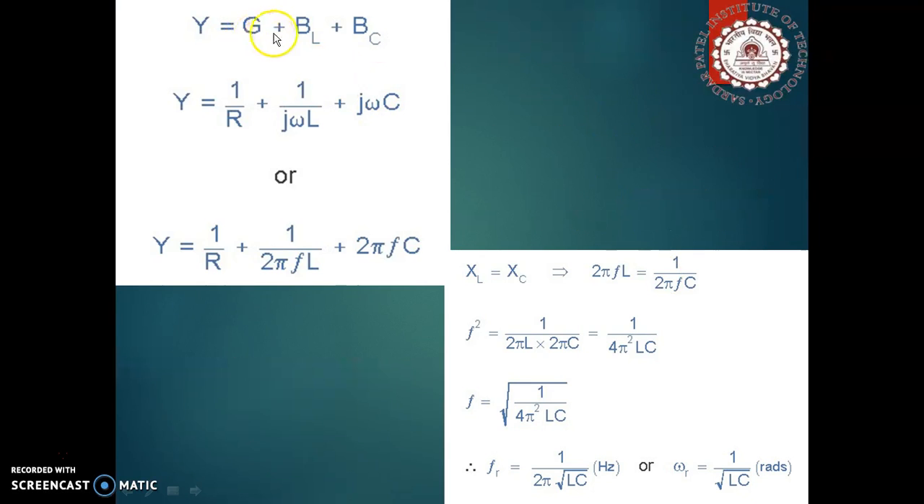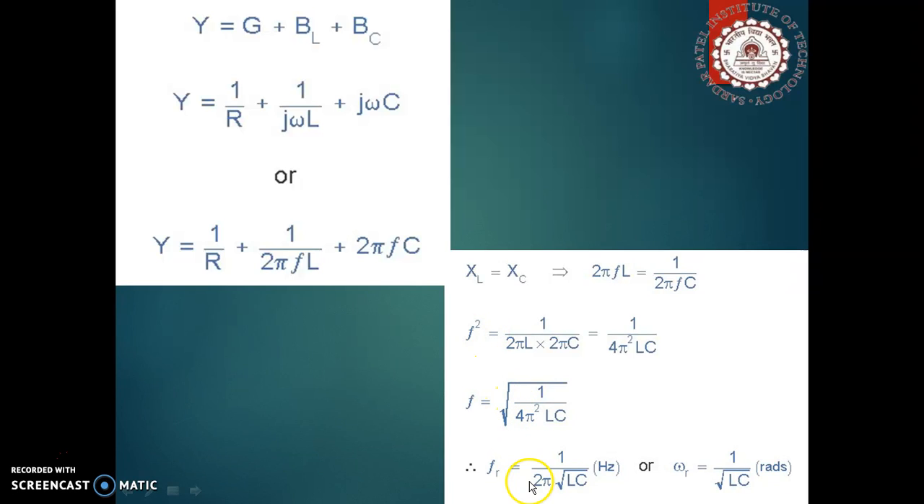Now Y is equal to G plus BL plus BC in vector form, so Y is equal to 1 by R plus 1 by J omega L plus 1 by J omega C, or Y is equal to 1 by R plus 1 by 2 pi FL plus 2 pi FC. Now at resonance XL is equal to XC, so 2 pi FL is equal to 1 by 2 pi FC.